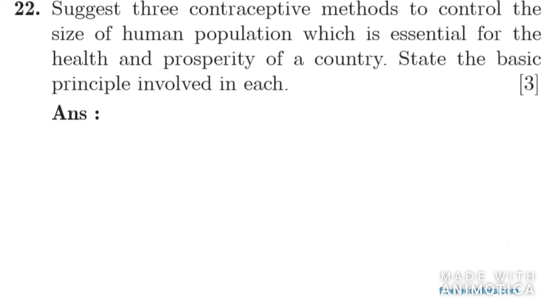So the first one could be barrier method or mechanical method, which can be used to prevent the meeting of sperms and ova. And second one is chemical method, where you can take oral pills to change the hormonal balance of the female partner so that the eggs are not released. The third is surgical method, where it can be used to block the vas deferens in males or the fallopian tube in females to prevent the transfer of sperms or eggs, hence there won't be any fertilization. So these are the three methods you have. You can note down if you want to.